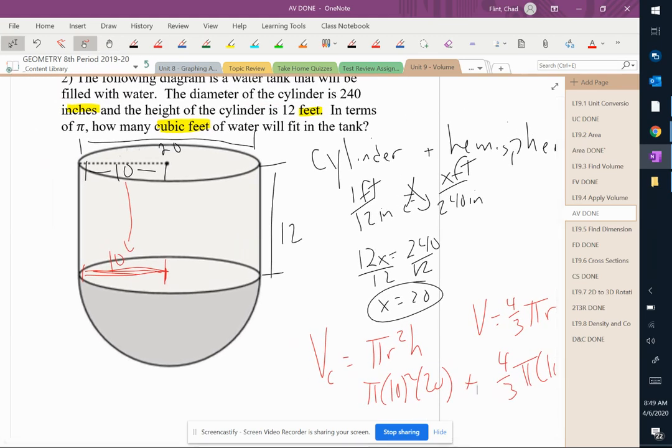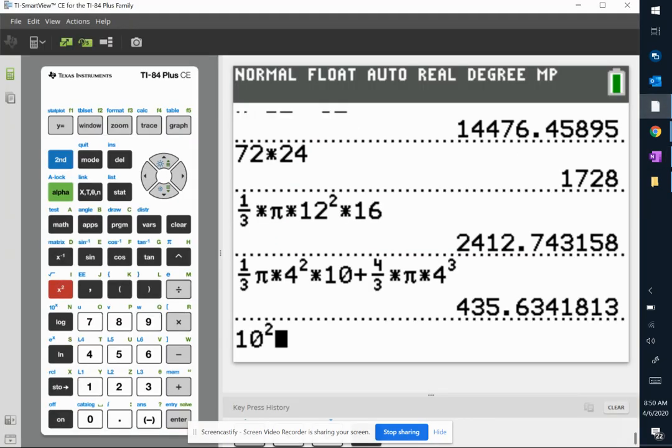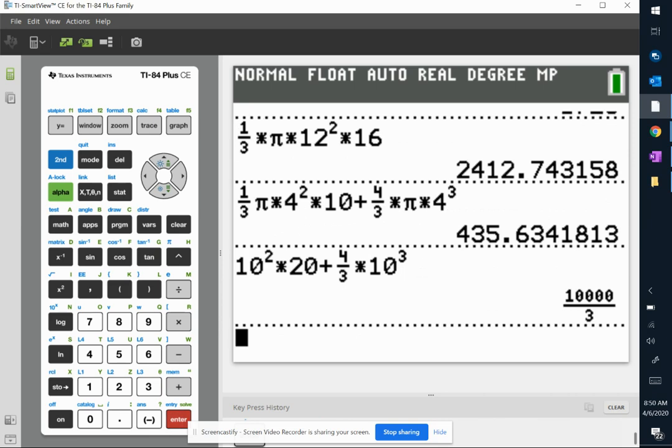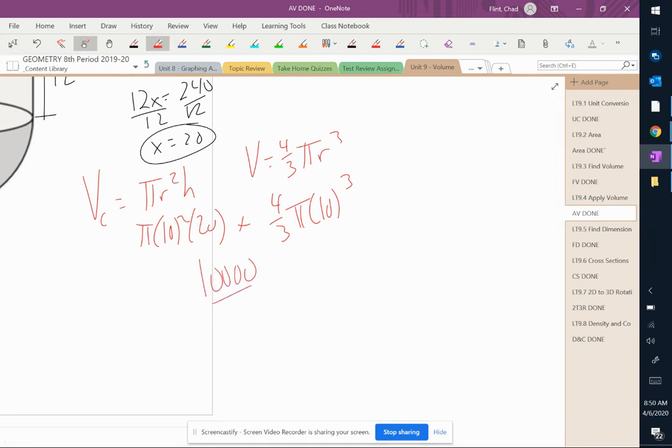Now be careful with all these things with circles in terms of pi. So in terms of pi means don't put the pi into the calculator. So that means I'm going to do 10 squared times 20 plus 4/3 times 10 to the third. So 10,000 over 3 pi would be the volume.